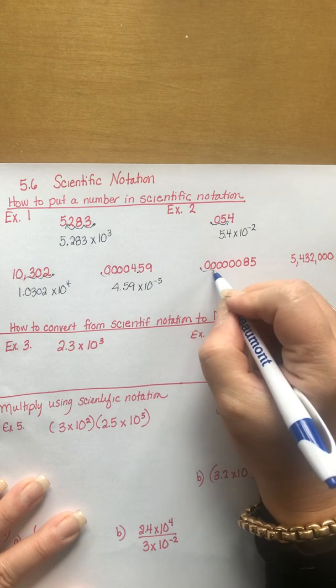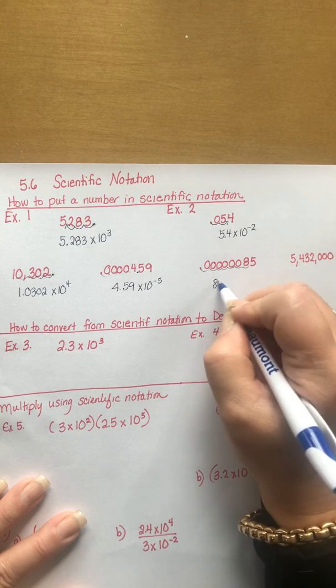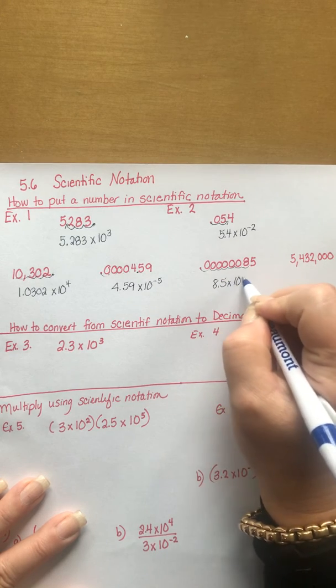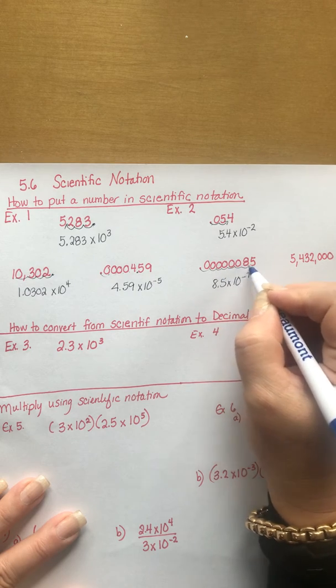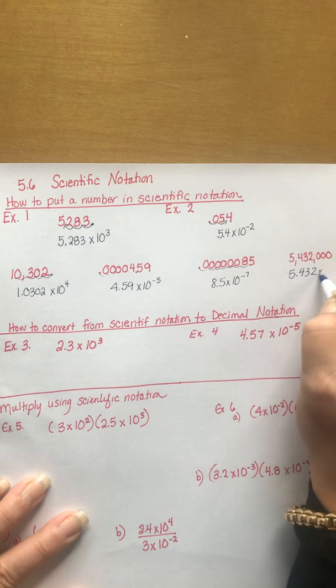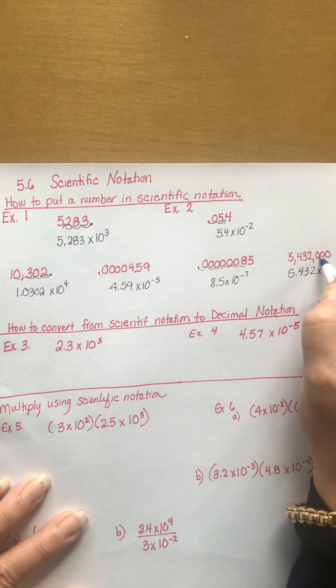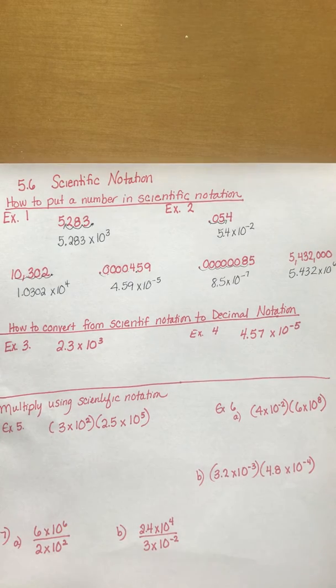Next one, 1, 2, 3, 4, 5, 6, 7. 8.5 times 10 to the -7. And then 5.432 times 10 to the 1, 2, 3, 4, 5, 6. Okay?